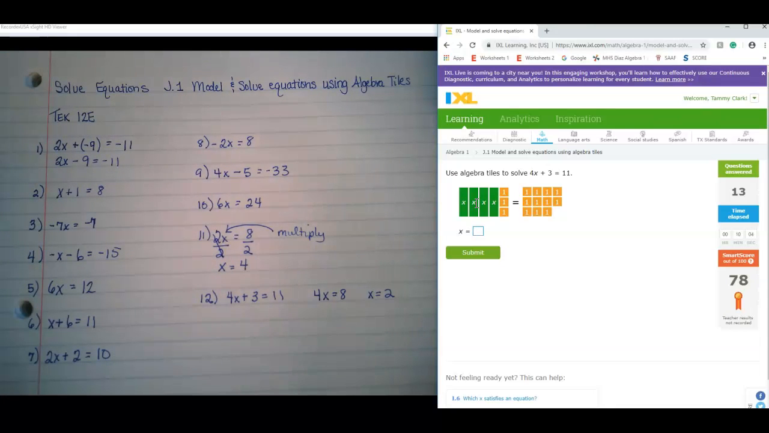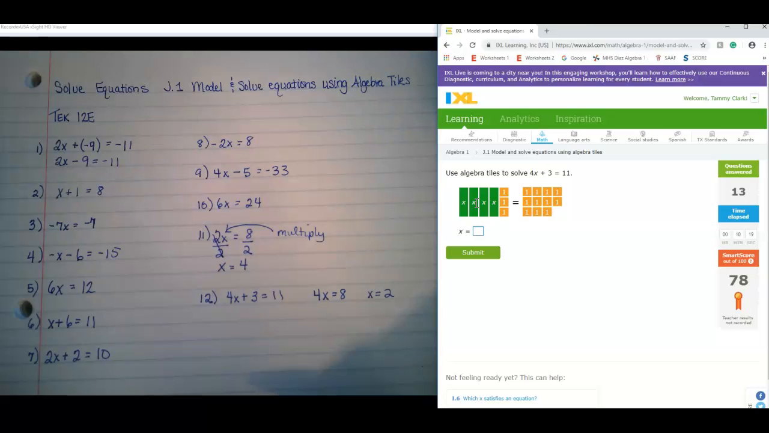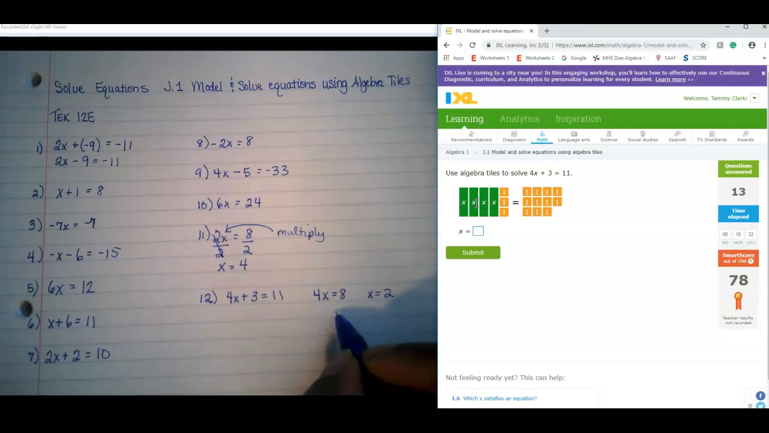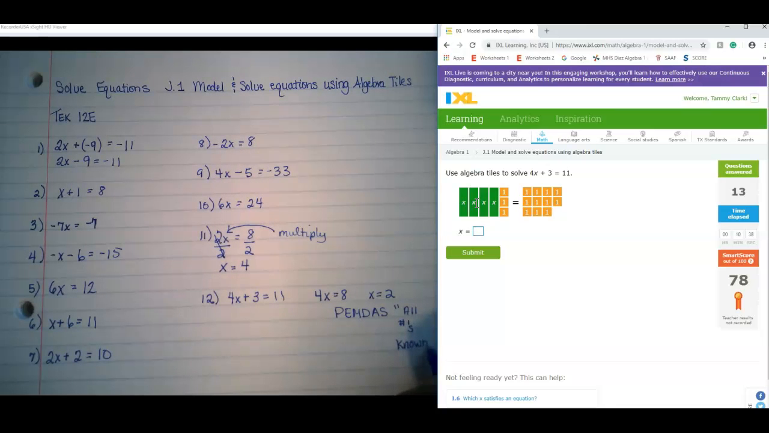The other way is to think, okay, well, remember how we were doing order of operations? I hope so. So order of operations would say that I added 3 to this term last. Because remember, you're doing parentheses, exponents, multiplication, division, addition, subtraction. If we knew all the numbers. So we're going to put all numbers known. But when all numbers are not known, you work backwards.